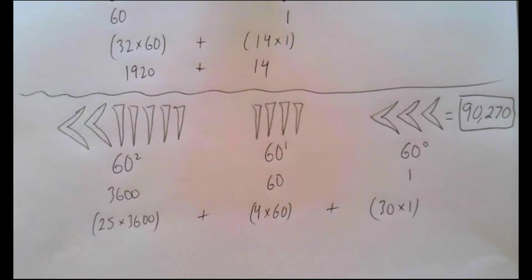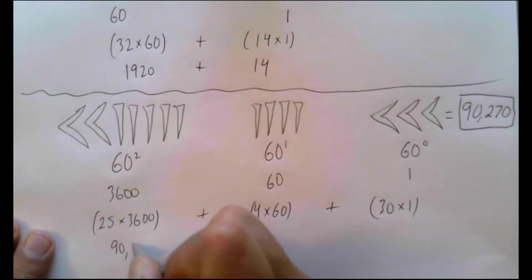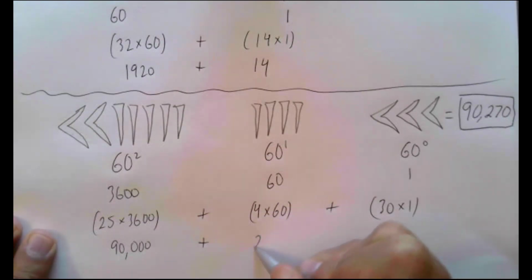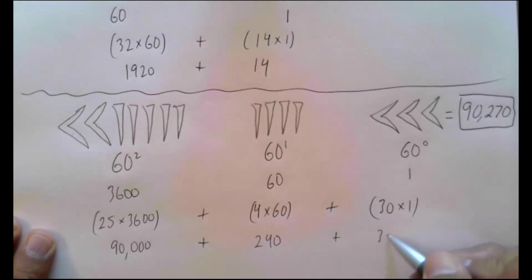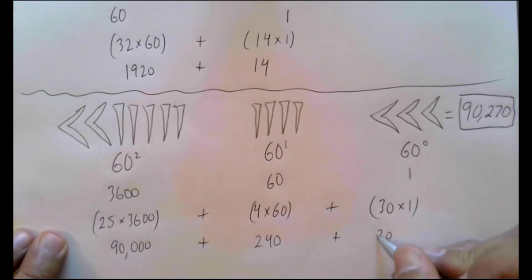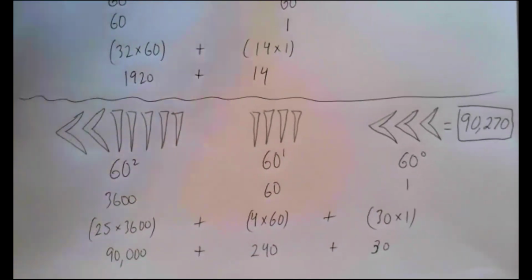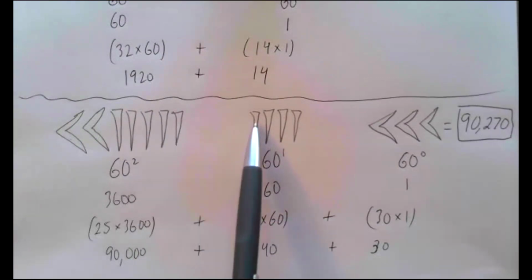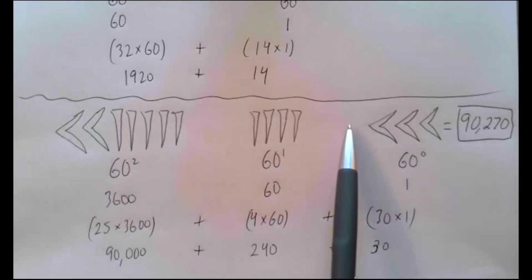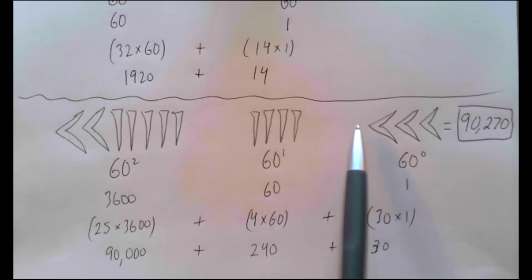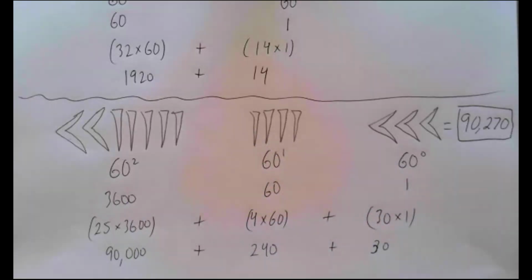So 25 times 3,600 is 90,000. 4 times 60 is 240. 30 times 1 is 30. Go ahead and add those numbers up. You're going to get 90,270. So that's how the ancient Babylonians would write 90,270. They'd write it like that, this big, long thing. Those spaces are very important, right? Spaces are a big deal. So when you're writing these numbers out, make sure you emphasize those spaces. That's how you tell the reader you're moving on to the next place value.